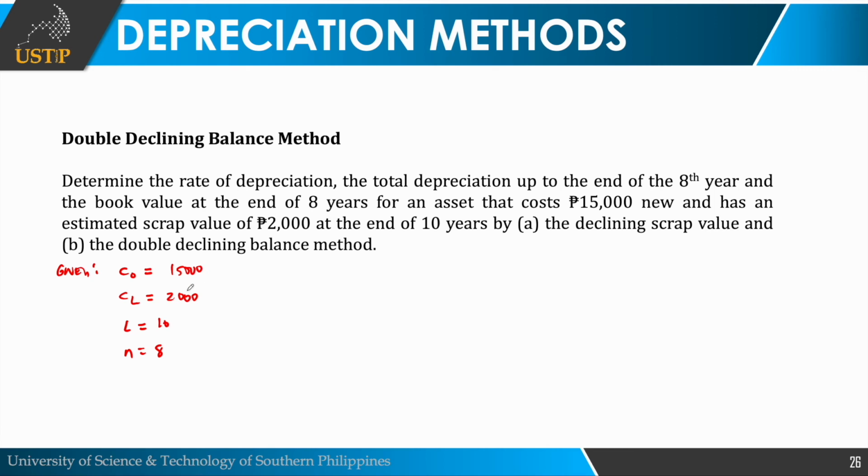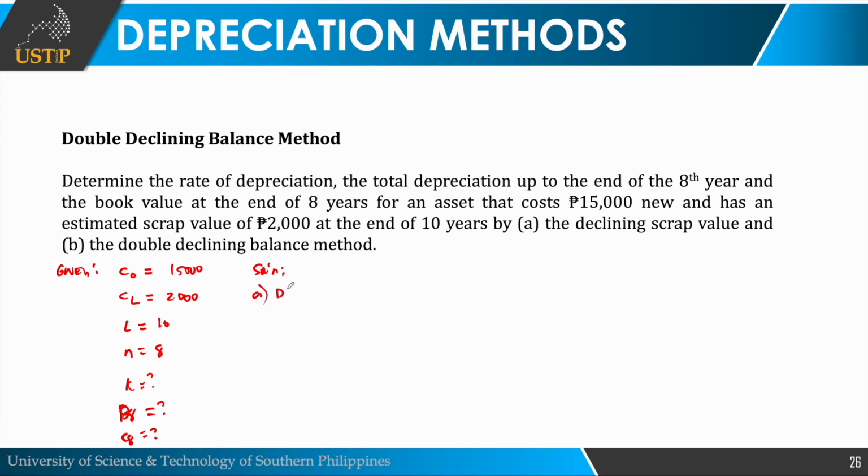And then, I think they were not given, no? We need to find K for the declining balance. We need to find the total depreciation, which would be D sub 8. And then the book value after 8 years is C sub 8. Okay, so solution.